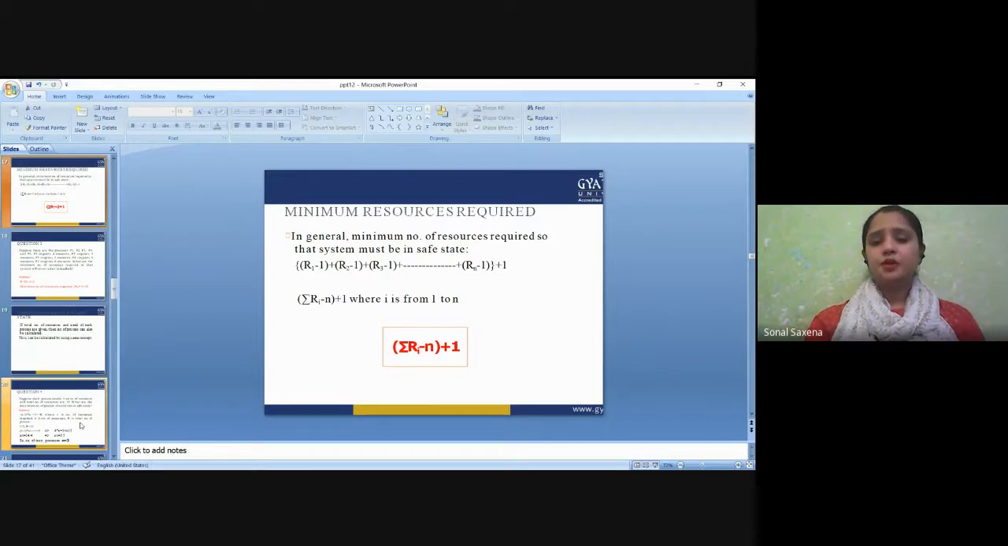Now minimum resources required, how are we going to take it? In general, the minimum number of resources required so that the system must be in a safe state is: the number of resources requested by process 1 minus 1, plus resource number 2 minus 1, plus resource number 3 minus 1, plus 1 at the end. So it can be taken up in a generalized form, summation from i to n, where Ri minus n plus 1 is the complete formula which you can use to find out the minimum number of resources required for the process to be safe. Okay.